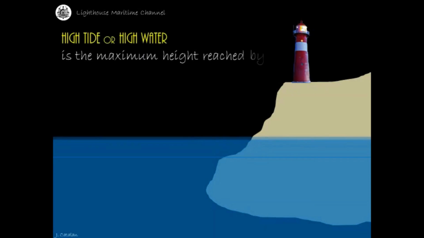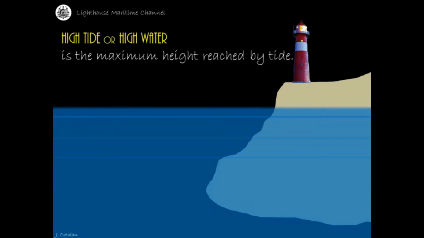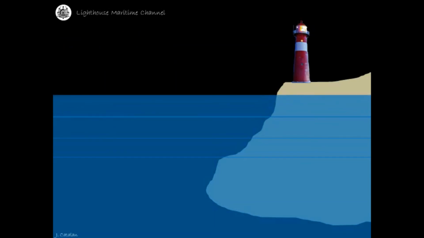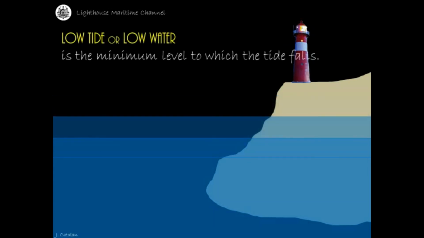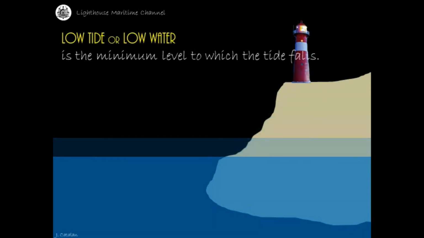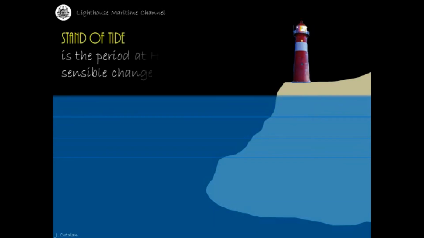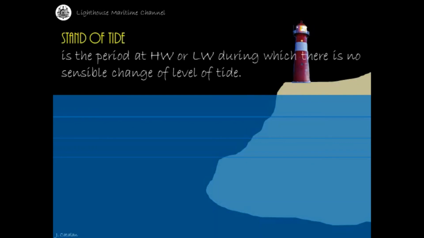High tide or high water is the maximum height reached by tide. Low tide or low water is the minimum level to which the tide falls. Stand of tide is the period at high water, or low water, during which there is no sensible change of level of tide.